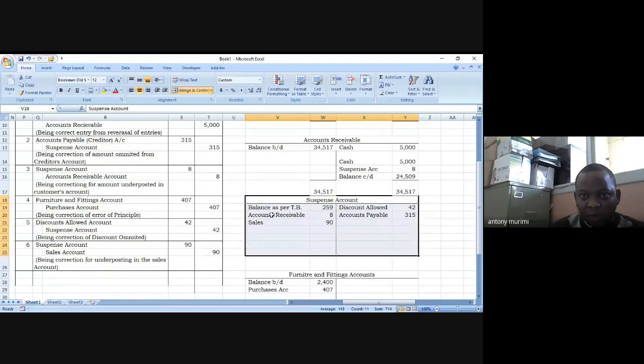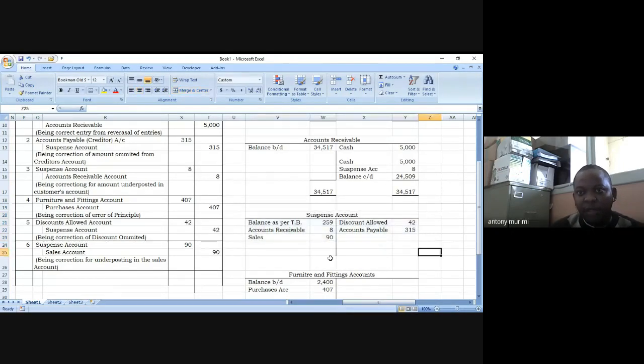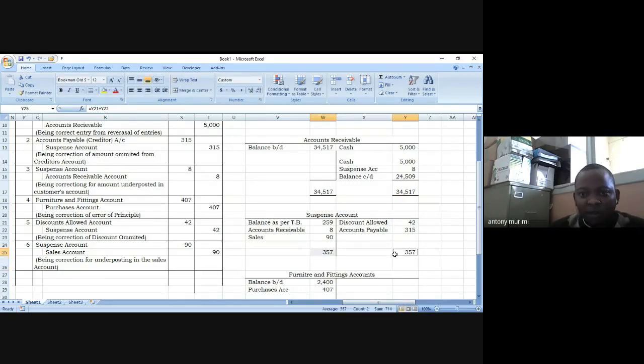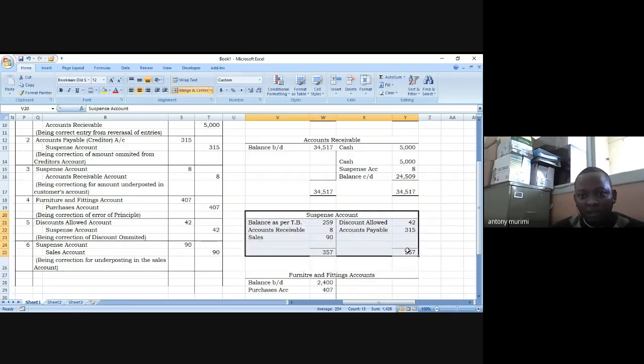Then the balance of the suspense account. The suspense account balance should be eliminated. So let's find the total of the two sides of the suspense account. The debit total is 357. The credit total is 42 plus 315, which is 357. They are both equal, so correct. So the suspense account should have no balance after correcting for all the errors.